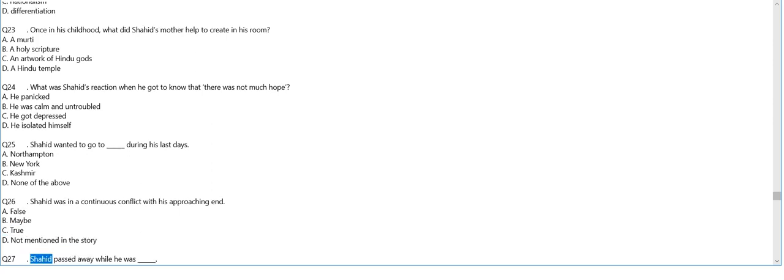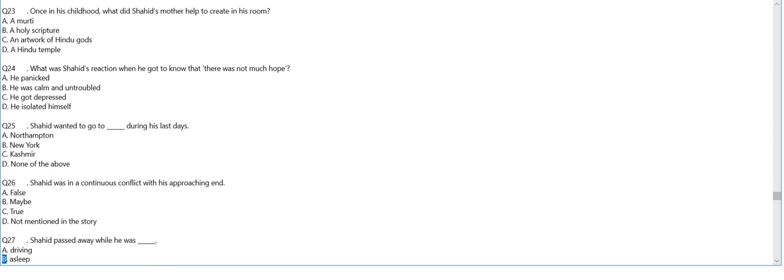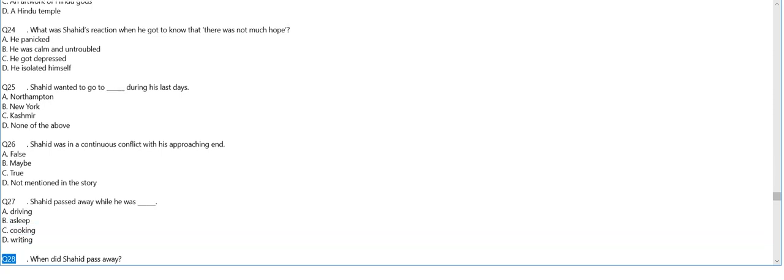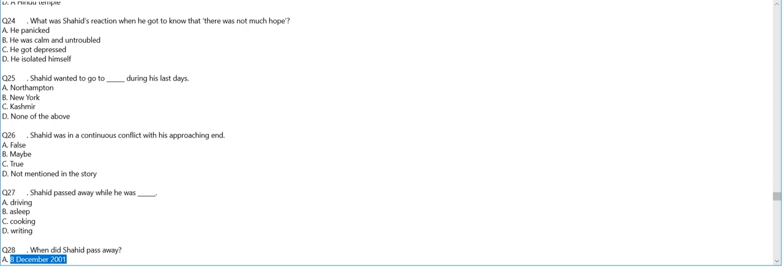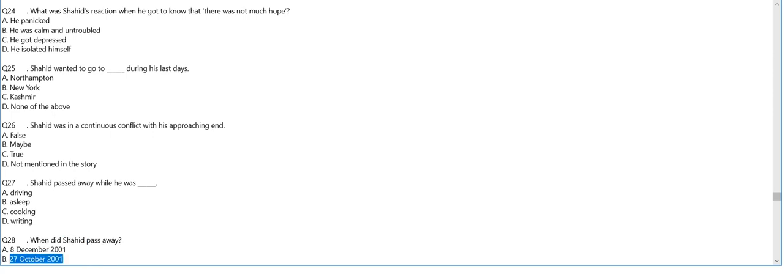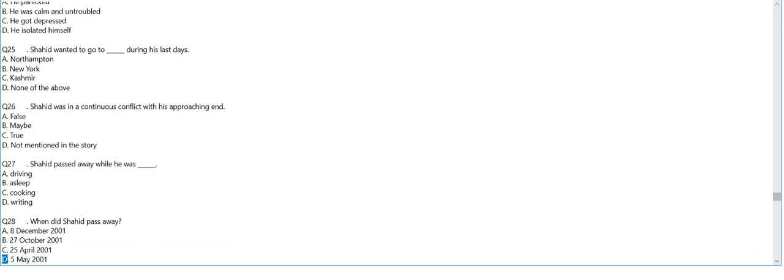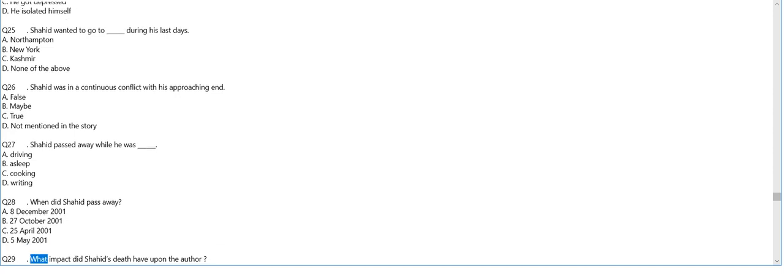Q27. Shahid passed away while he was A. Driving. B. Asleep. C. Cooking. D. Writing. Q28. When did Shahid pass away? A. December 8, 2001. B. October 27, 2001. C. April 25, 2001. D. May 5, 2001. Q29. What impact did Shahid's death have upon the author? A.